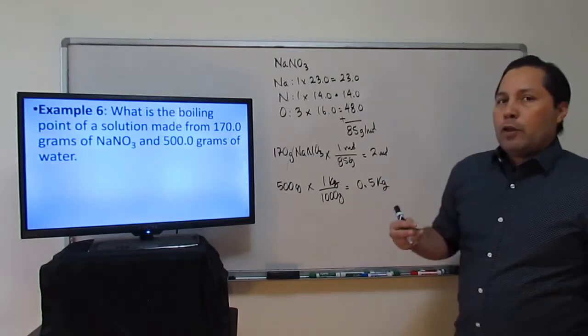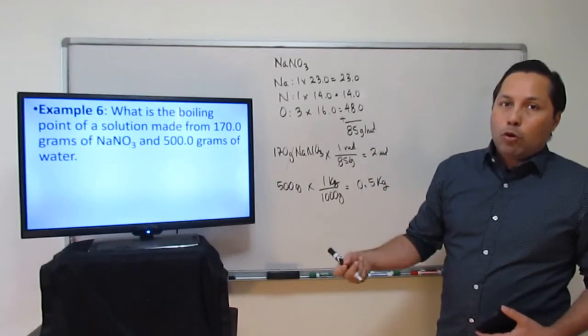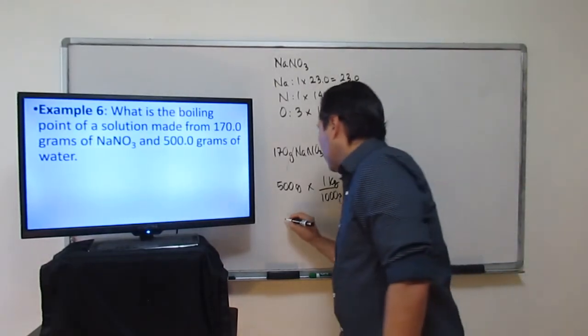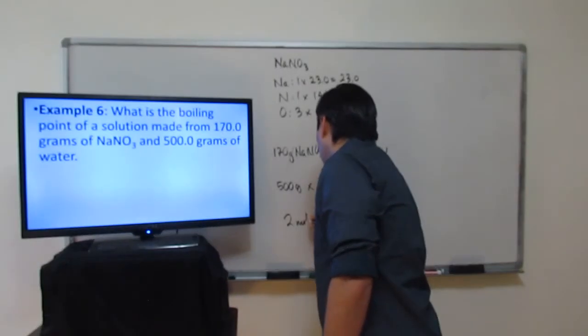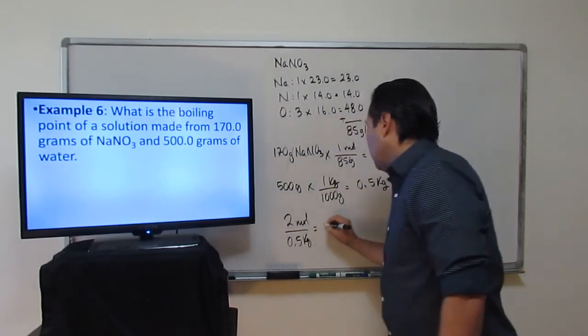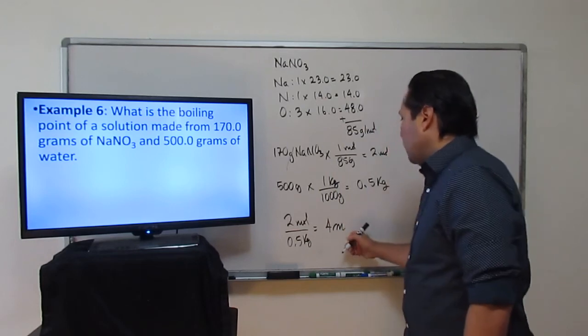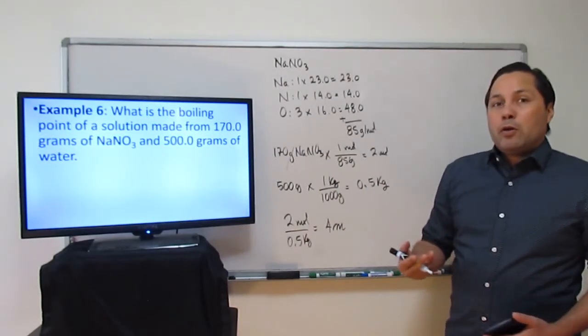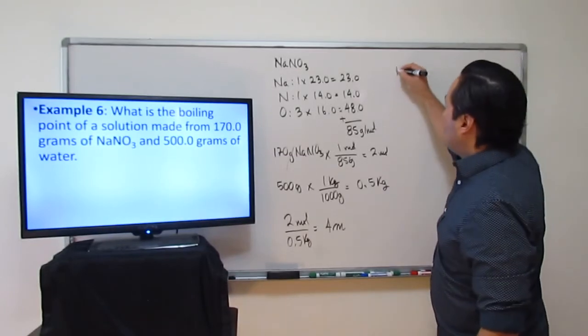Now we can go ahead and solve for the molality. Molality is moles over kilograms. So I got my moles here, I got my kilograms. So we have 2 moles over 0.5 kilograms. So that's going to give us 4 molal. Alright, so that is the concentration of the solution. Now we can plug it into the formula for boiling point.